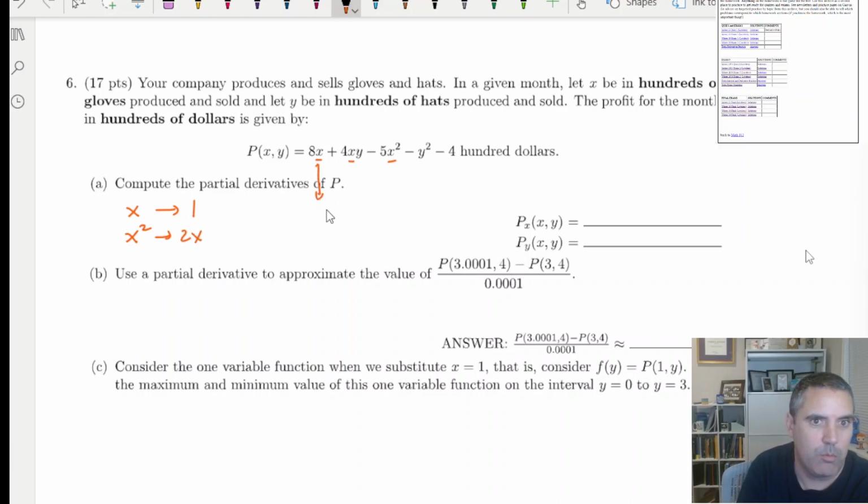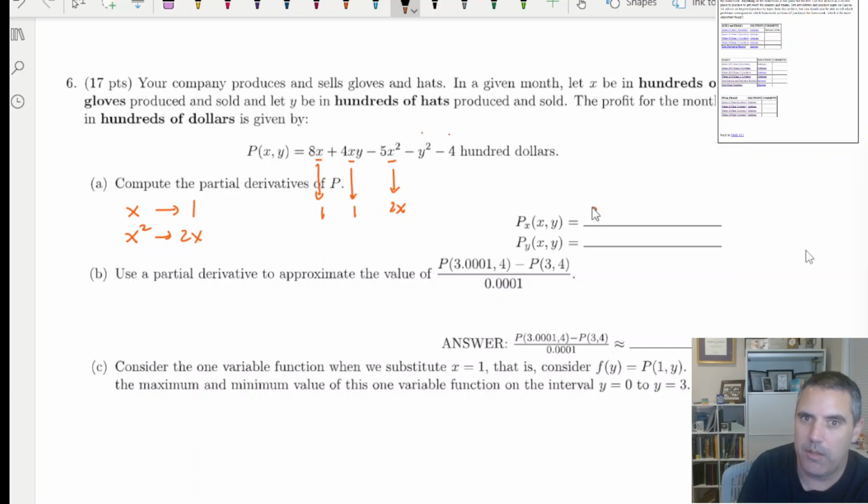This is going to become a 1. This is going to become a 1. This is going to become a 2x. Those are the only derivative skills you need here. But you do need to remember other things, like if there are no variables, then it's a constant. The derivative of these two things are 0 with respect to x. Everything else is what we call a coefficient.